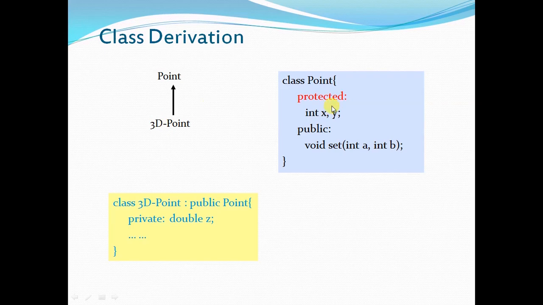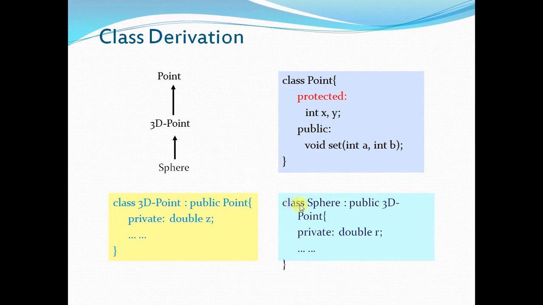The code of the base class is: class name. There are two variables which are protected, and there is one function which is public. This is the code of the derived class: class derived class name, colon, access specifier, base class name. It also has one variable which is private. A derived class can access the properties of the base class. So it accesses the variables of the base class and the function of the base class.